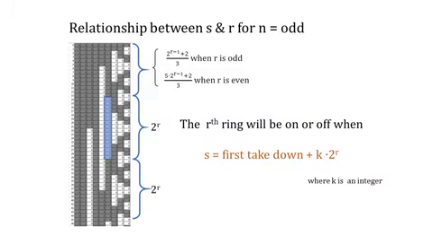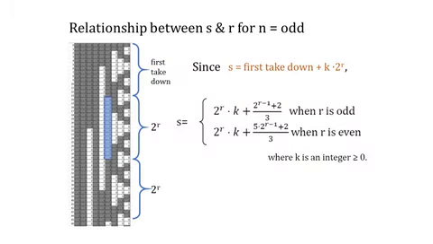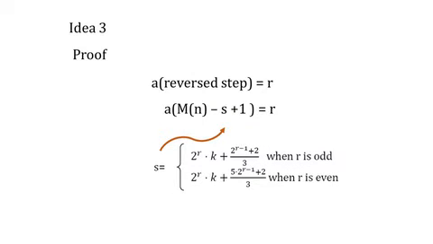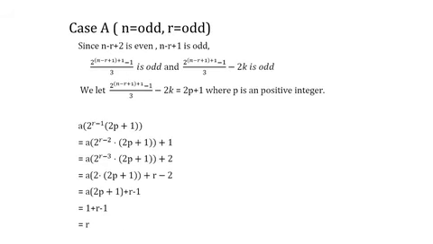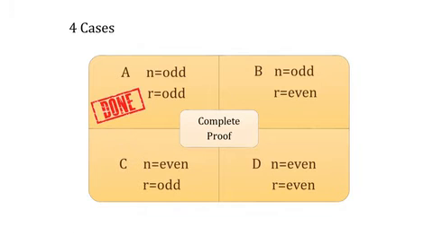So we will use the k to represent the multiple, such as s is equal to the first tick down plus k times 2 to the power r, where k is an integer. This is the formula. Since s is equal to the first tick down plus k times 2 to the power r, and s is equal to this formula, so now we can put the step into this formula, and then the result is really equal to the r. Now we have done the case A.